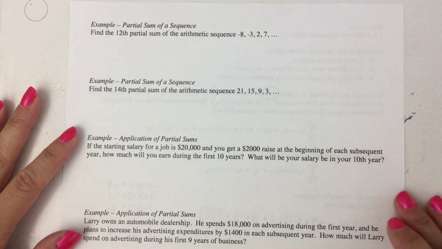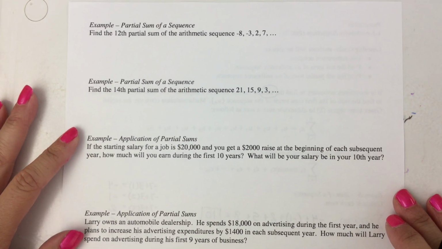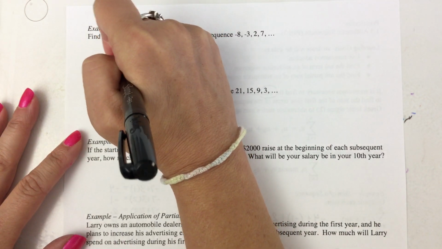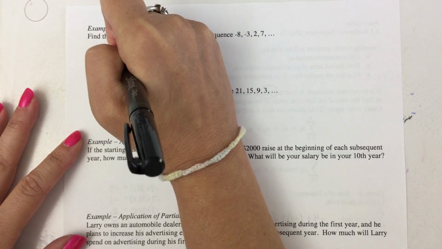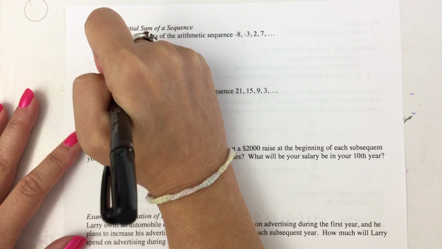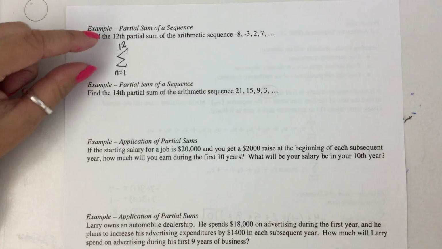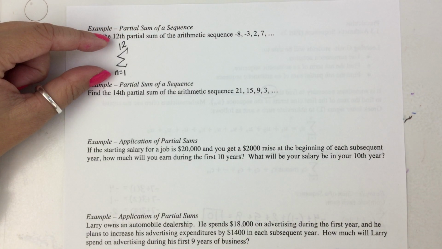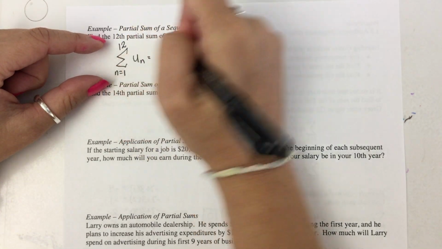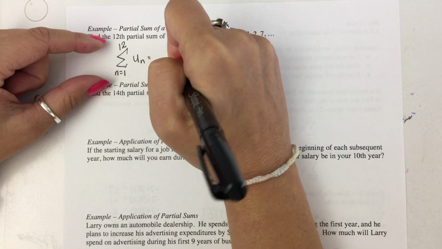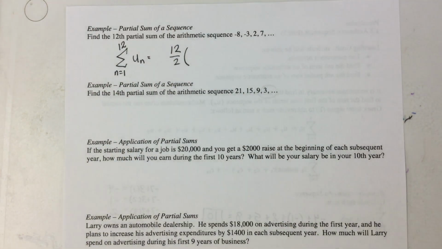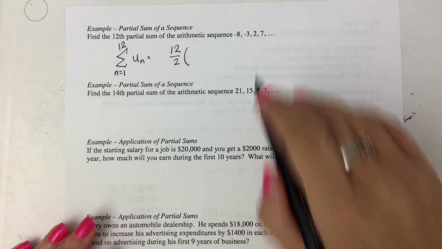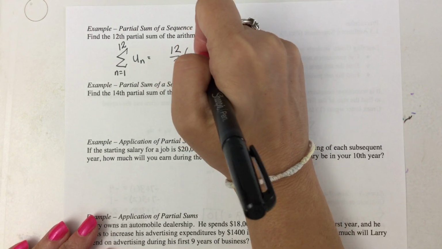Find the 12th partial sum of the arithmetic sequence. So what that 12 means, that's the number that goes on the top. So I'm starting with 1 and going to 12. Okay, so that is what that means for my sequence. So the top number divided by 2 is how I start out. Now it's the first term.